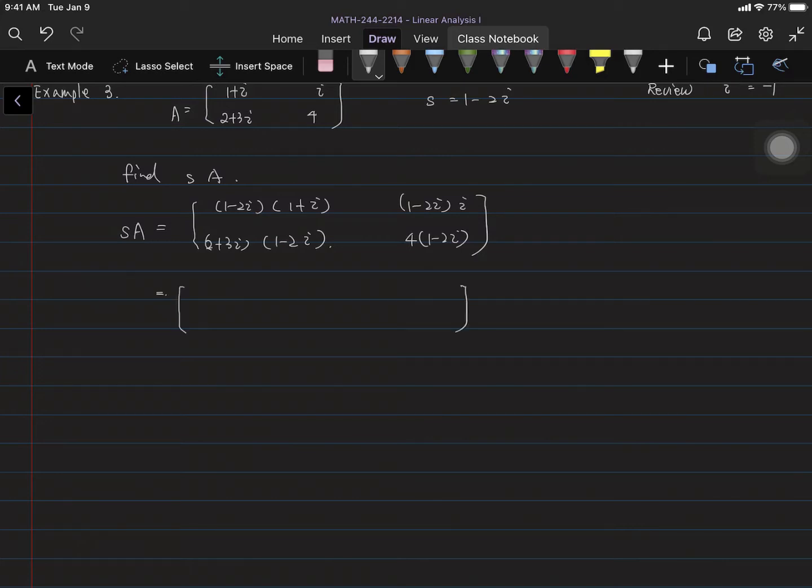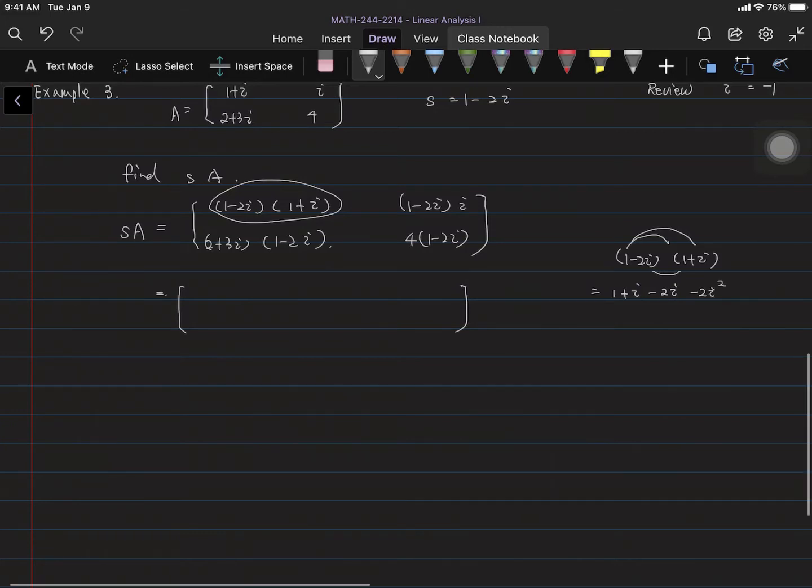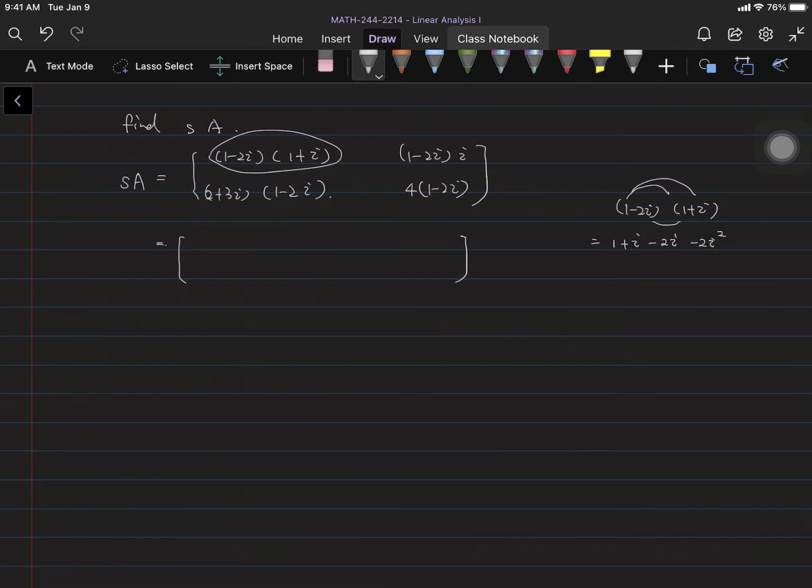So here I'm only going to do one, because all the others are the same thing. So let's just do the first one. 1 minus 2i times 1 plus i. So this equals, we use 1 times everything, so it becomes 1 plus i. And then we use negative 2i times everything, so minus 2i minus 2i squared. Is that right? Okay.